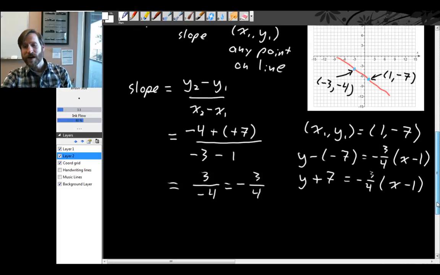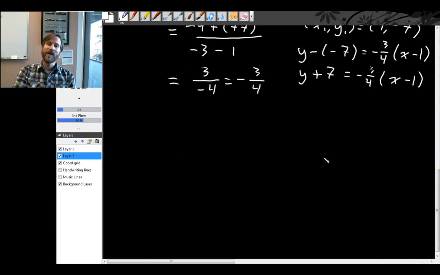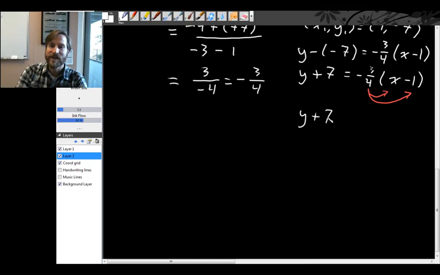And often, once you have the point-slope equation for a line, you'll want to get the slope-intercept equation for that line. And remember, the slope-intercept equation for a line just looks like y equals, and then a bunch of stuff. So to get this into slope-intercept form, we just need to solve this equation for y. So let's start by distributing this -3 over 4. So y plus 7 equals -3 over 4 x plus 3 over 4. Right, negative times negative is positive.